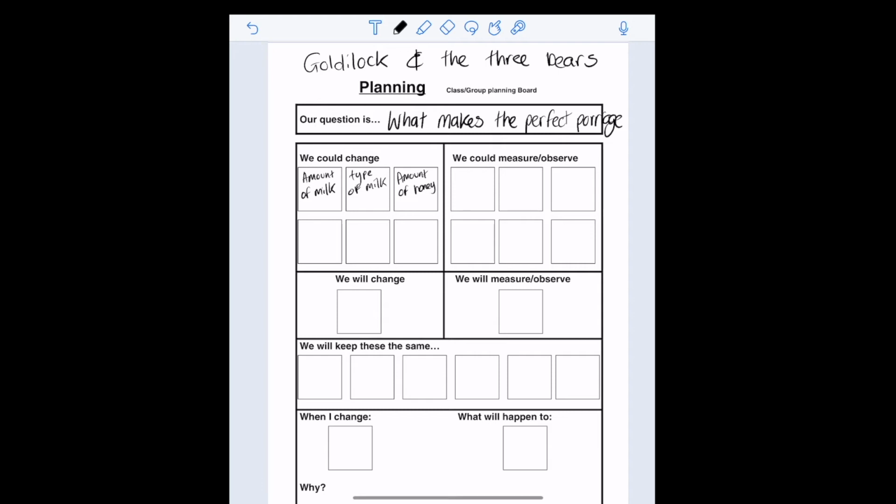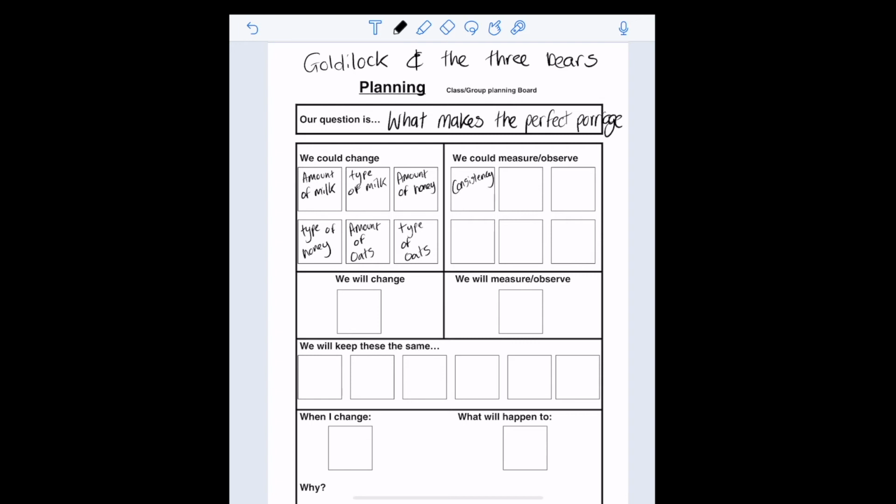For my example of the perfect porridge, I was discussing with my son what would make the perfect porridge, and he's seen me make porridge before, so he knows that there was milk, honey and oats that go into our porridge. So we were talking about if I change the amount of milk, that might make a difference to the taste. Maybe the type of milk, low fat, full fat, or the amount of honey, or the type of honey, the amount of oats, or the type of oats, all of which could make a difference to my porridge.